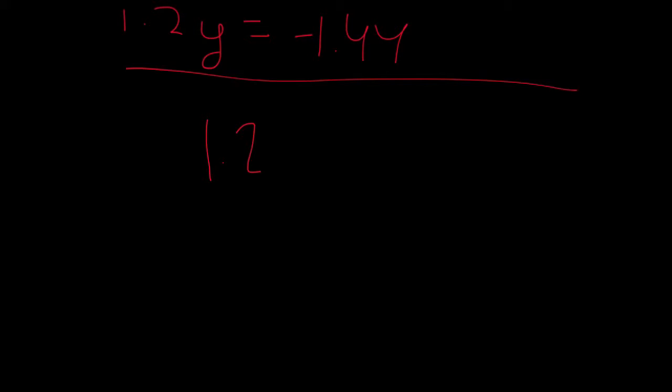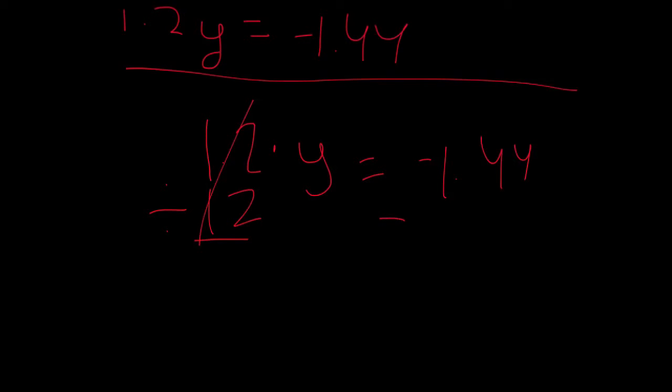1.2 times y equals negative 1.44. Since it's multiplication, we would divide. 1.2 divided by 1.2 cancels out. Then 1.44 divided by 1.2.